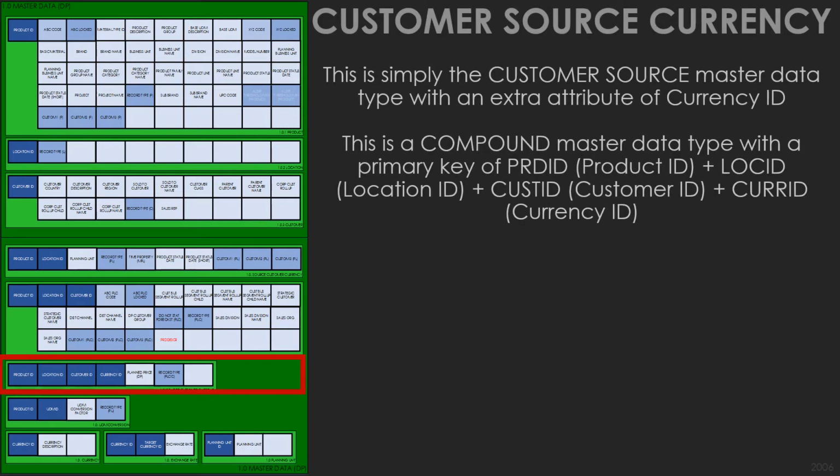Source customer currency. This is simply the source customer master data type with an extra attribute of currency ID. This is a compound master data type with a primary key of PRD ID, product ID, plus LOC ID, location ID, plus CUST ID, customer ID, plus CUR ID, currency ID.